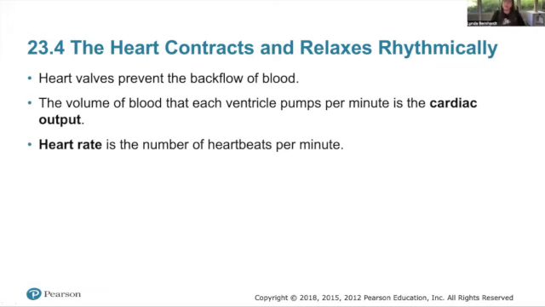The heart valves, like I said, are supposed to be like a one-way gate like this. That's to keep the blood from going backwards. If you have a heart murmur, a lot of times it means you have a leaky valve, and that's what they're hearing. The volume of blood that each ventricle pumps per minute is your cardiac output. And your heart rate is literally the number of times your heart beats per minute.